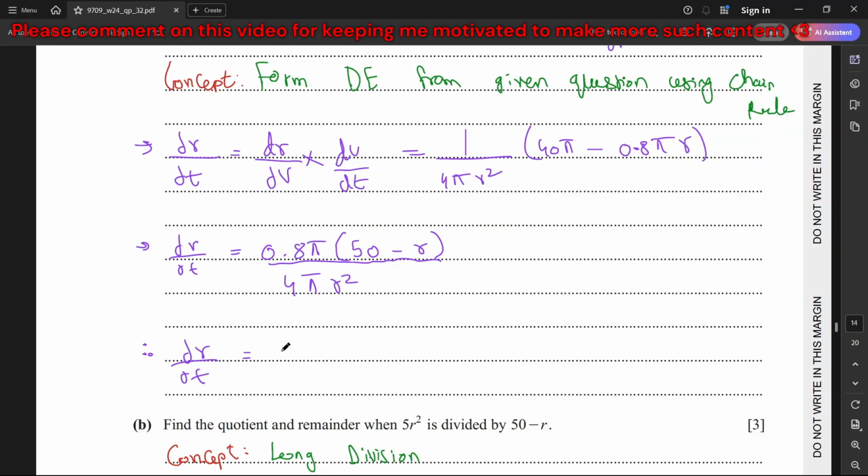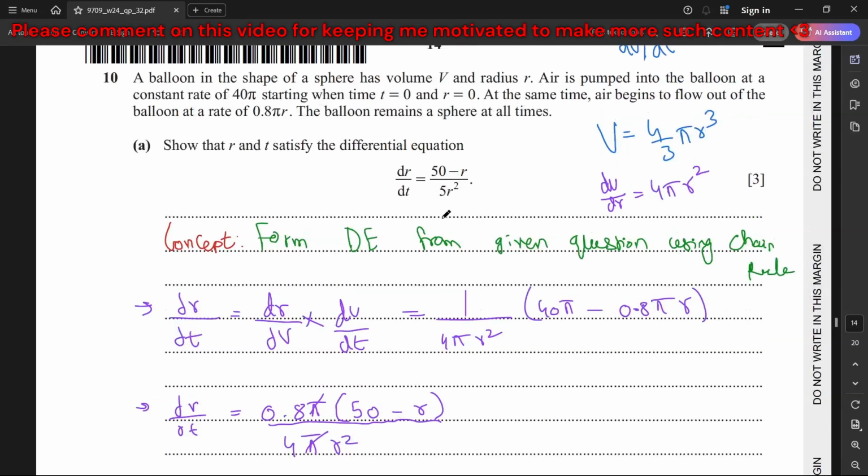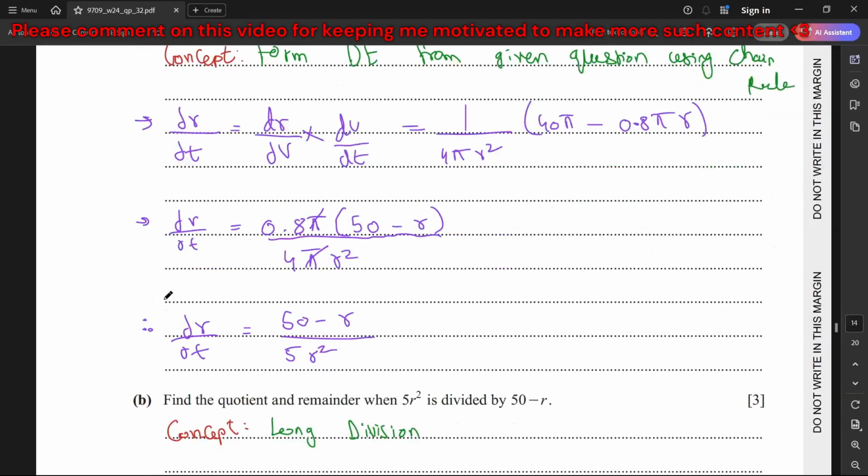This pi and this pi get cancelled out. So I'm left with 50 minus r over, since 0.8 by 4 was 1 by 5, 1 on the top, 5 on the bottom, and r square. And this is exactly what we have to prove: 50 minus r over 5r square.